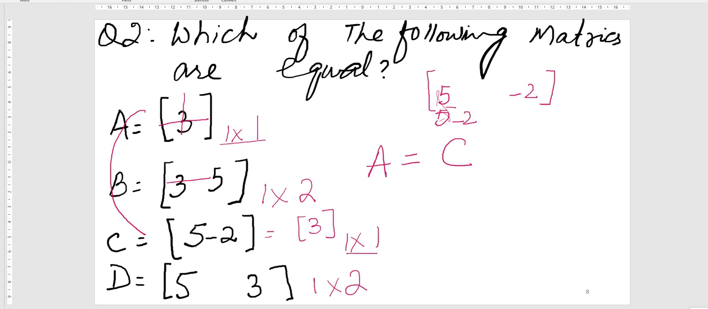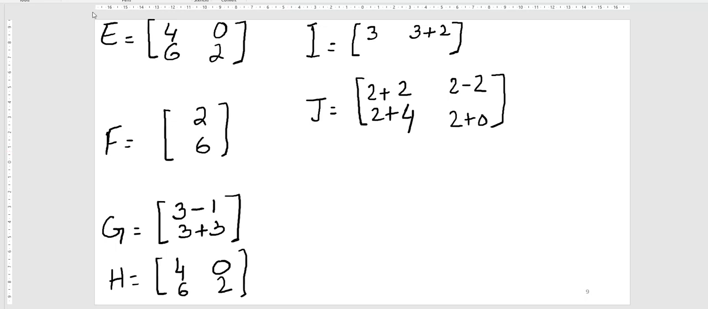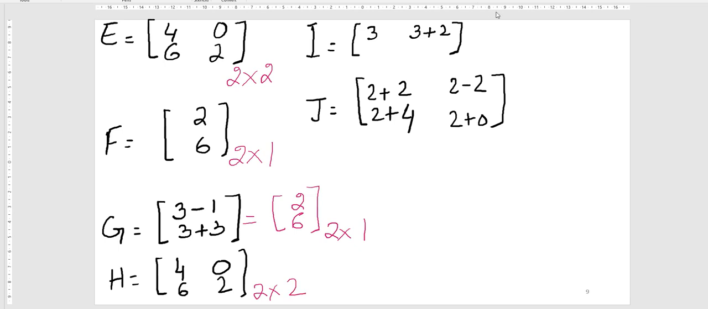Okay, the rest of the part is here. This one is again 2 by 2. This is 2 by 1. And now here again there is a negative and positive. So G will be 3 minus 2, which is equal to 2, and then this is 6. It will be 2 by 1 and this one is 2 by 2, 2 rows, 2 columns. Again you have to write down 3, and 3 plus 2 is equal to 5. It will be 1 by 2.